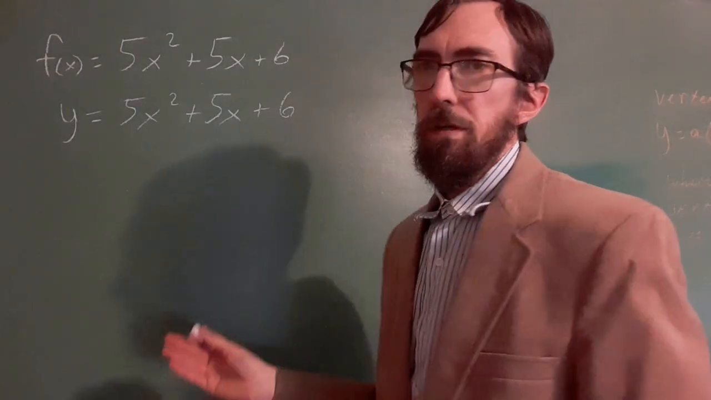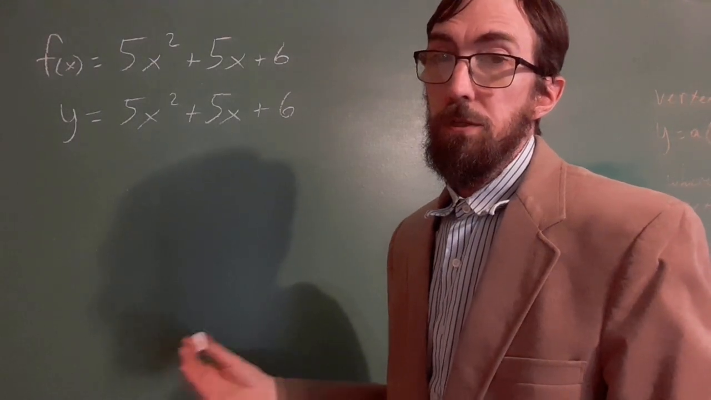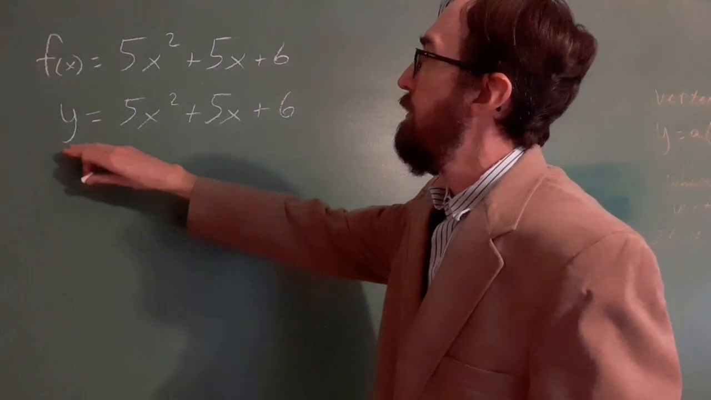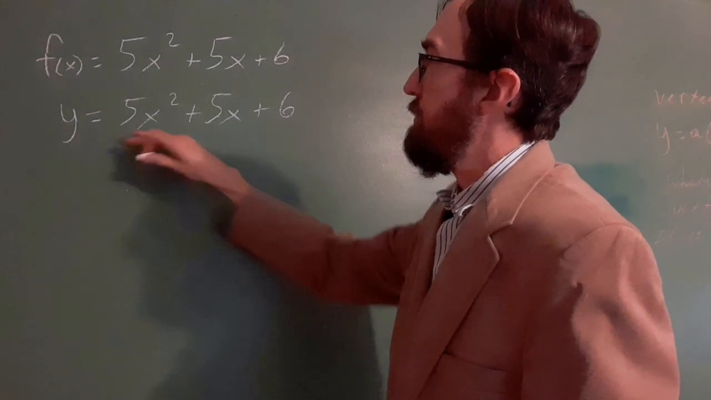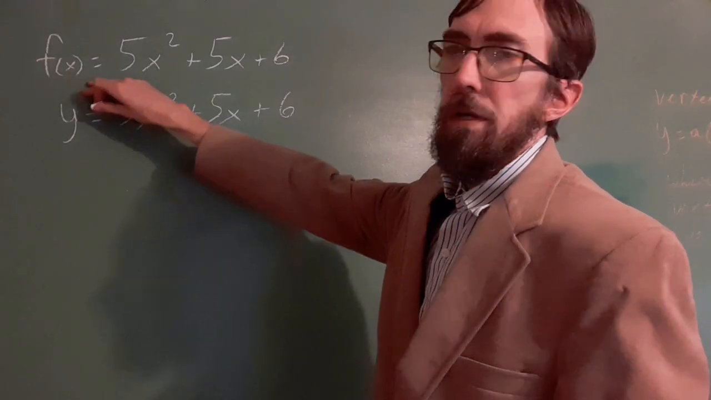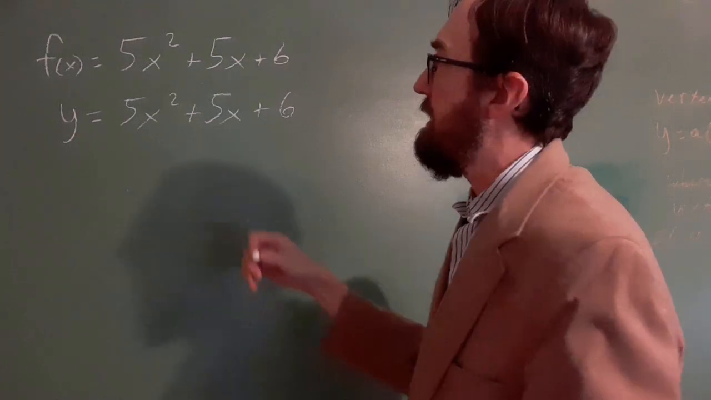So one of the things that we learn in Algebra 1 is that we can go from y to f of x to go from an equation of two variables to function notation. So we're just reversing that.